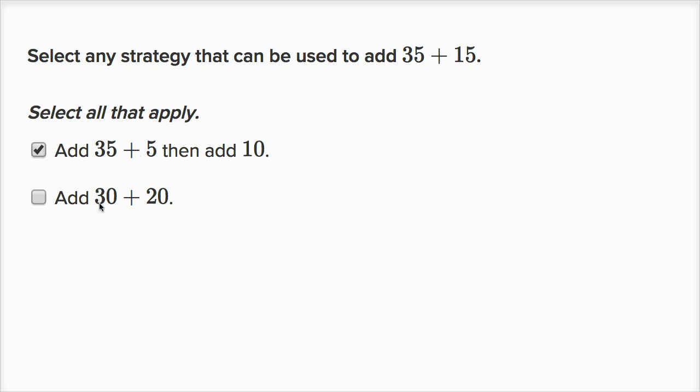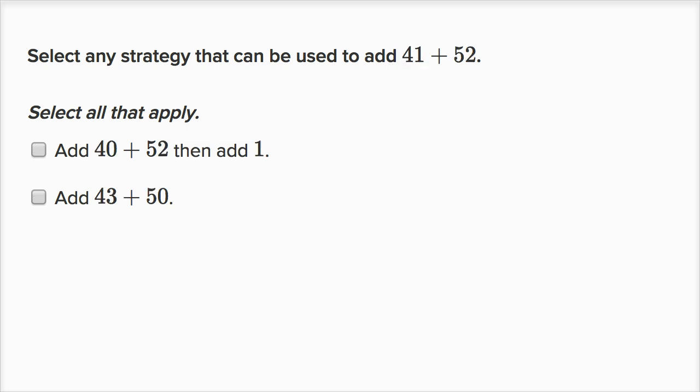Now what are they doing over here? 30 plus 20. So instead of writing 35, they wrote 30. So this is 5 less. And then they increased the second number, 15, by 5. So you take away 5 from 35, you get 30. You add that 5 to 15, you get 20. Yeah, that makes sense too. And this is also a good strategy because 30 plus 20, that's 3 10s plus 2 10s, that's going to be 5 10s or 50. Very easy to compute. And we got that by taking a 5 from the 35 and giving it to the 15. So that makes a lot of sense.